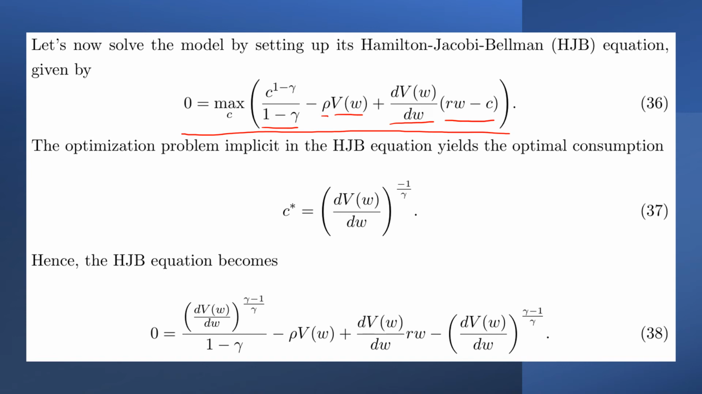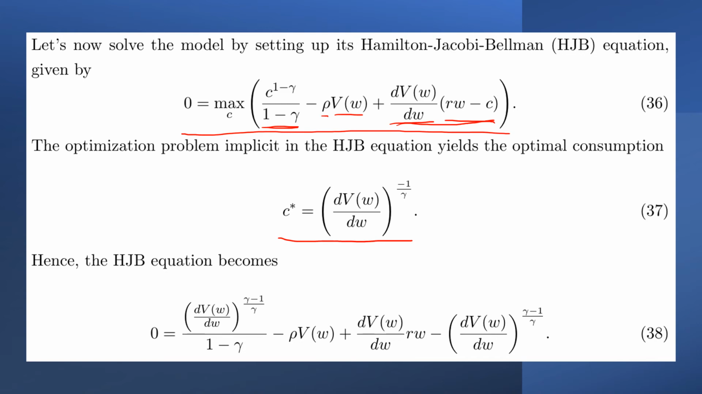This is a strictly concave function in C. We know that because the utility function is strictly concave and this term over here is linear. Strictly concave plus linear equals strictly concave. So all we have to do to find the maximum of this expression with respect to C is to take the first order derivative and set it to 0. We can then solve for C star, which is this expression.